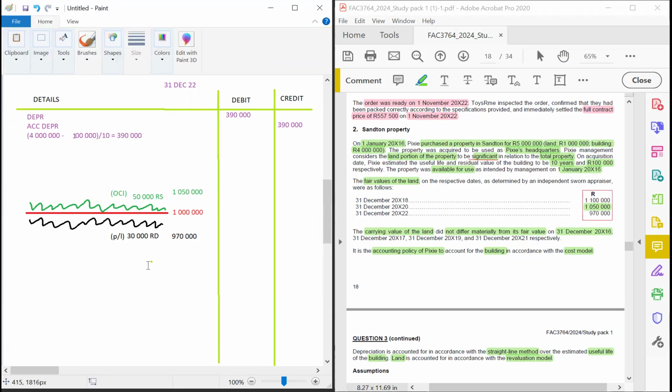This is very important. If you are asked to prepare the statement of profit and loss, you would know that this part will go to the P&L section, and this part will go to your OCI section. If you are asked to prepare your statement of changes in equity, you would know this would go to your revaluation surplus or revaluation reserves, and this would go to your retained earnings, the black part.